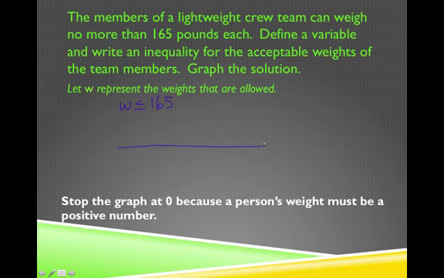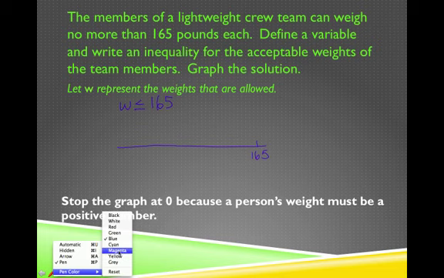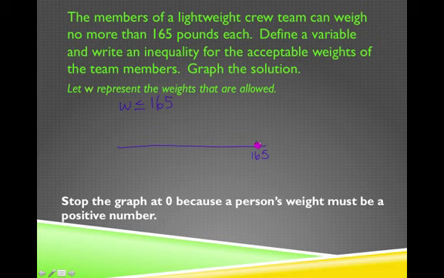So I'm going to draw that number line, find 165 out there. I'm going to change pen colors here for a second. I know that my 165 is included in the solution, and I need to be less than 165. I also know that in the real world, I can't have a negative weight, so I'm going to definitely want to stop at 0 because no person is going to have a negative weight. Just allowing for reality, I'm going to stop it at 0.